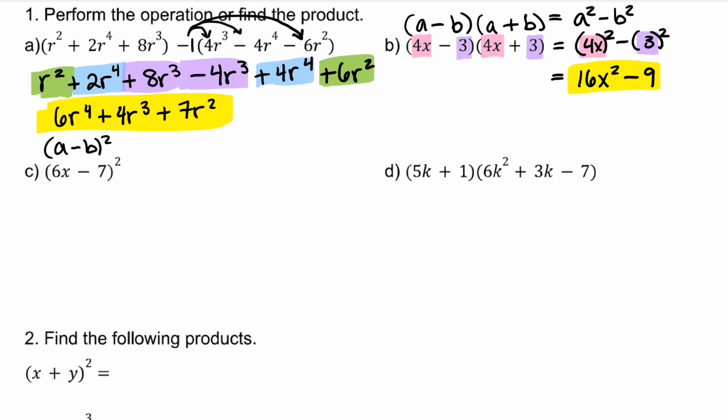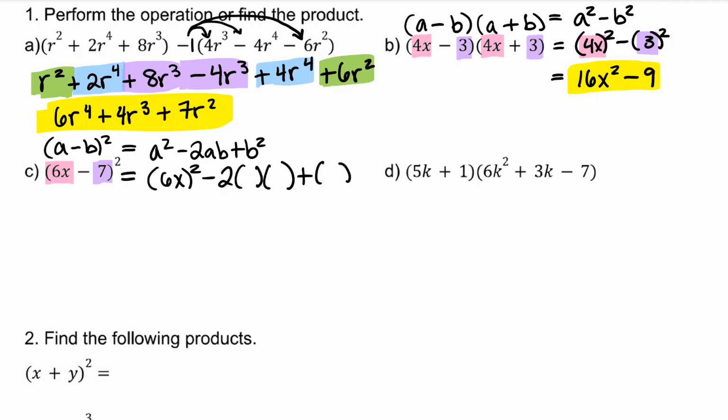Here we have a binomial squared. That expands to be a squared minus 2ab plus b squared. A is the first term, b is the second term. Plug those in and simplify.